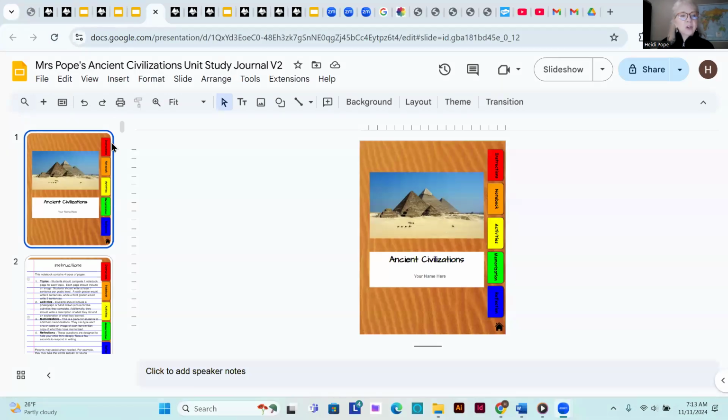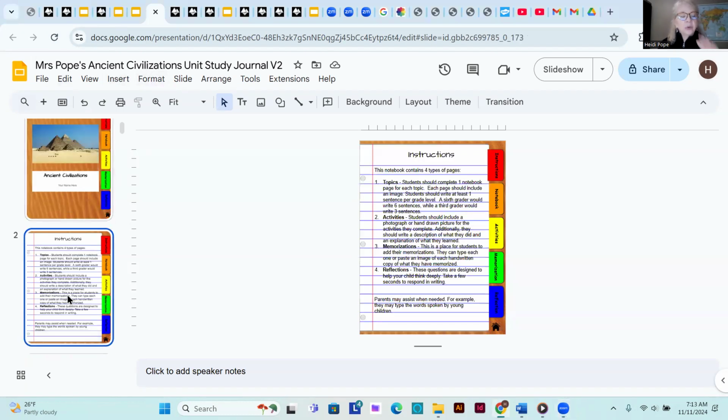You'll see that I'm here in my own personal unit study journal. And here on the very first page of the unit study journal itself, page 1, it gives you the types of pages that will be contained in this unit study journal. We'll have topic pages, and then it gives me some instructions.